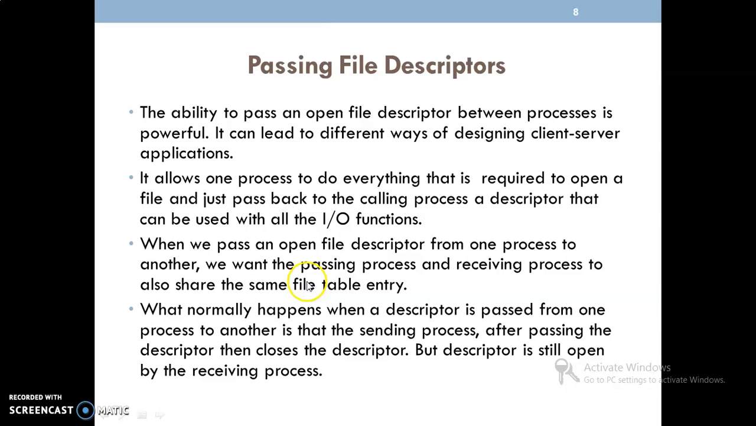The receiving process shares the same file table entry, which provides the pointer to access a particular file. What normally happens when a descriptor is passed from one process to another is that the sending process, after passing the descriptor, then closes the descriptor. As I already told, the client is the one process; it has already sent the file descriptor, but it closes that descriptor, while the descriptor is still open in the receiving process. That is the advantage of this mechanism.